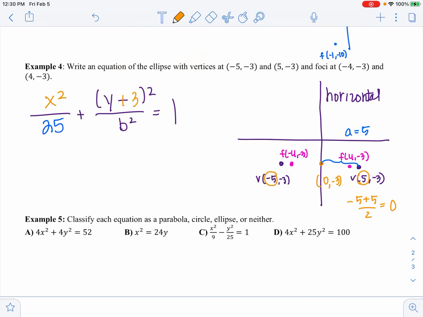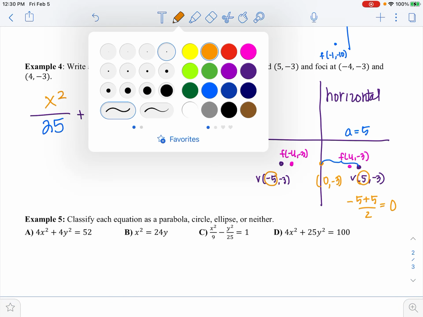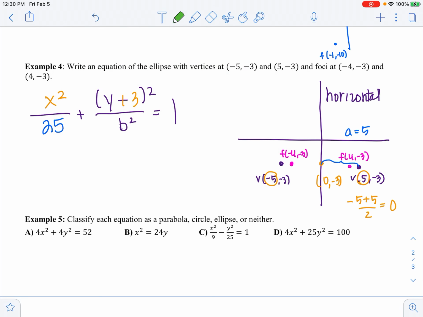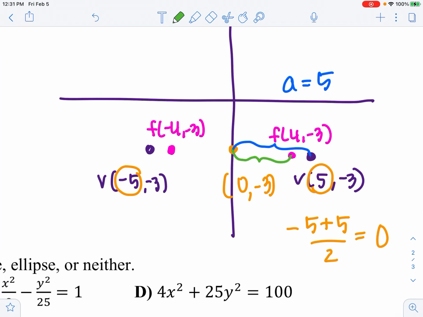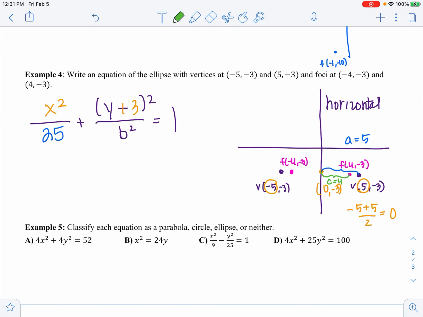All right, next I need to find b. I'm trying to get different colors here. I use green. I look, and I don't have my co-vertices, but I do have my foci. My distance from my center to my focus is from 0 to 4, which is 4. So c is 4. I'm going to use c squared equals a squared minus b squared. So I have 16 equals 25 minus b squared. Subtract 25 from both sides. I have -9 is -b squared. So b squared is 9. And now I can replace that b squared with a 9.